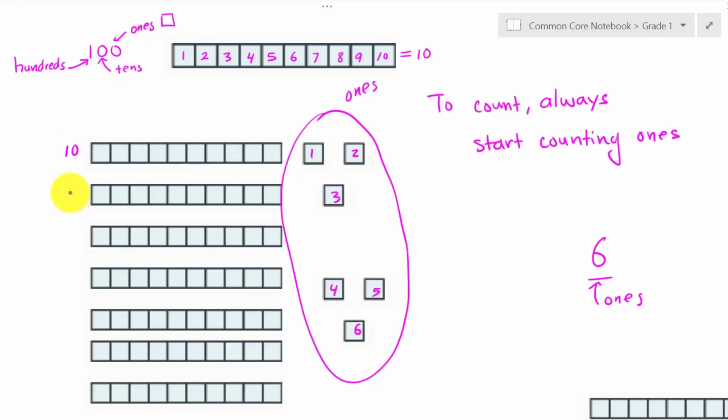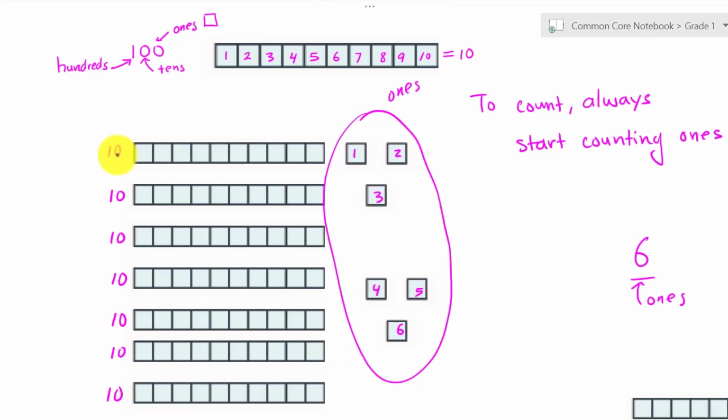1, another 10's right there, another 1 right there. Then we have another 10 right here, another 10, and then another 10. Then we have another 10. Do we have any more 10's? No. And how many 10's do we have total? 1, 2, 3, 4, 5, 6, 7. That's 7 10's.